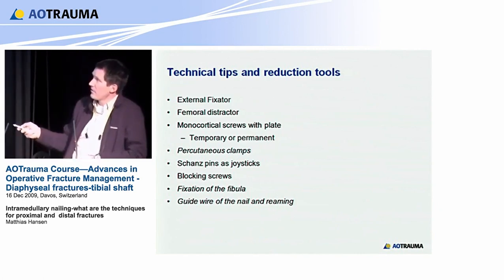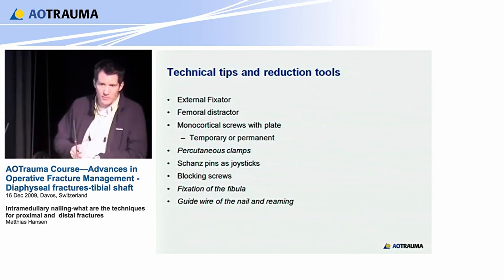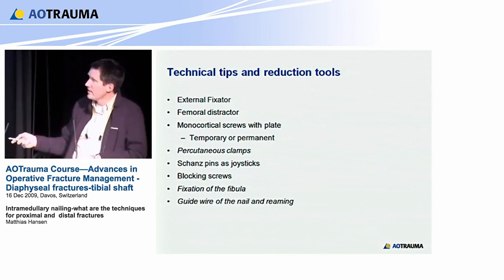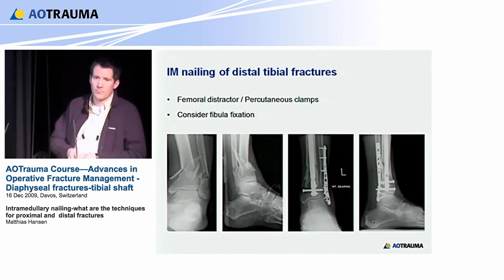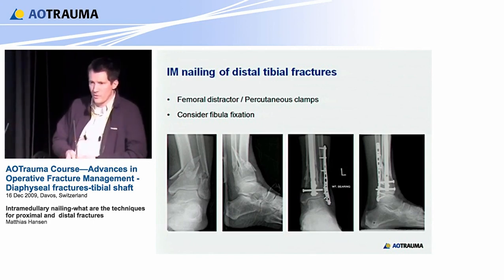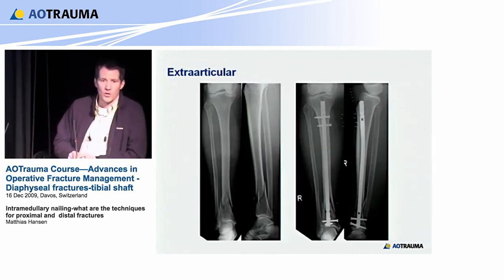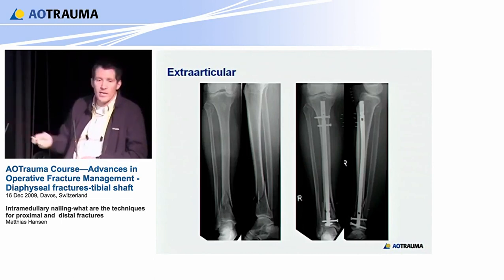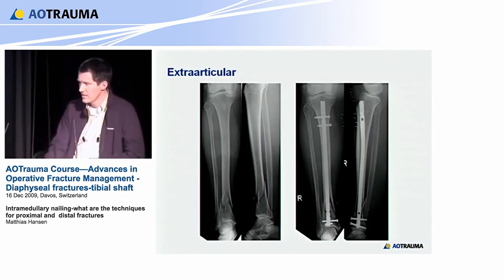You have the same technical tips and the same reduction tools. I will emphasize percutaneous clamps, the fixation of the fibula as a reduction aid, and guide wiring of the fracture and probably reaming and slide hammering during nailing. If you have a very distal lower leg shaft fracture, you can reduce the fibula. This should always be done first to get a preliminary alignment. Then you can nail it and fix the distal fragment. Then you should go for nails that offer at least 3 interlocking options in your distal segment.